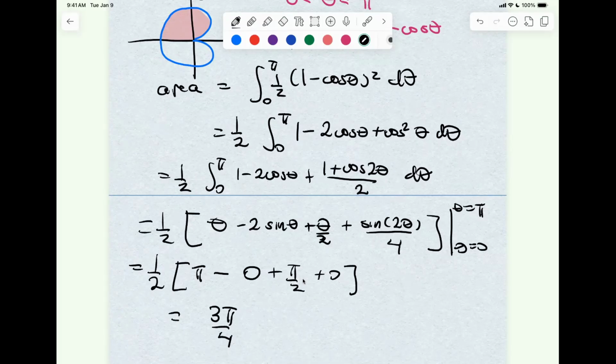In this case, because the cardioid was symmetric, if you just multiply by 2, that would give you the full area. Which would also have worked if you had just put 0 to 2 pi. In this case it doesn't make a big difference. You just change the bound to 2 pi and that covers the entire cardioid.